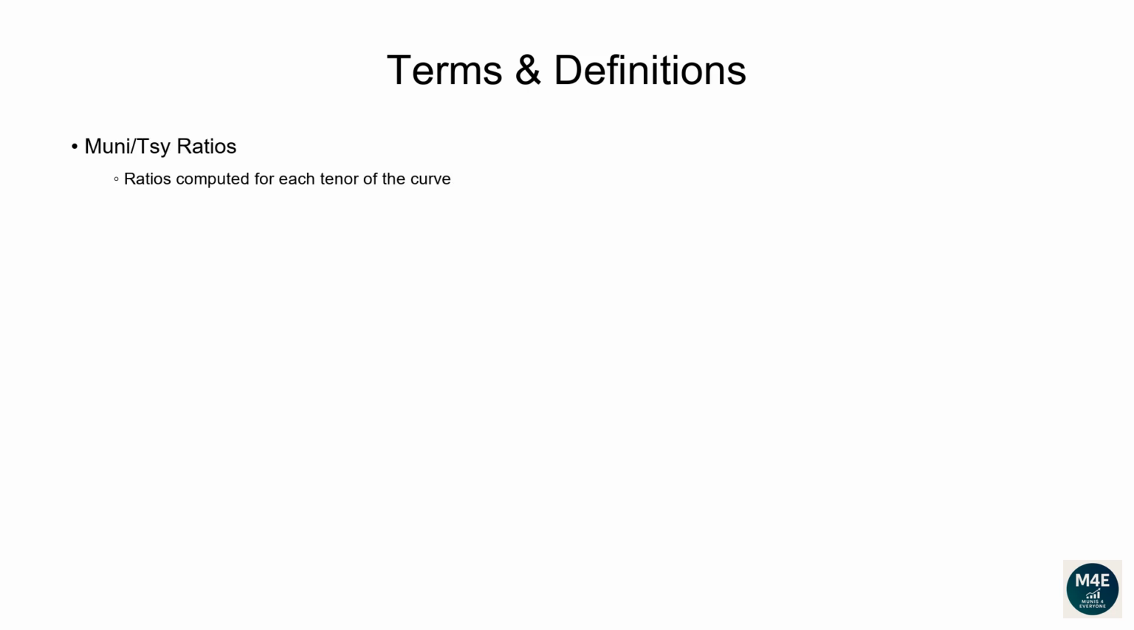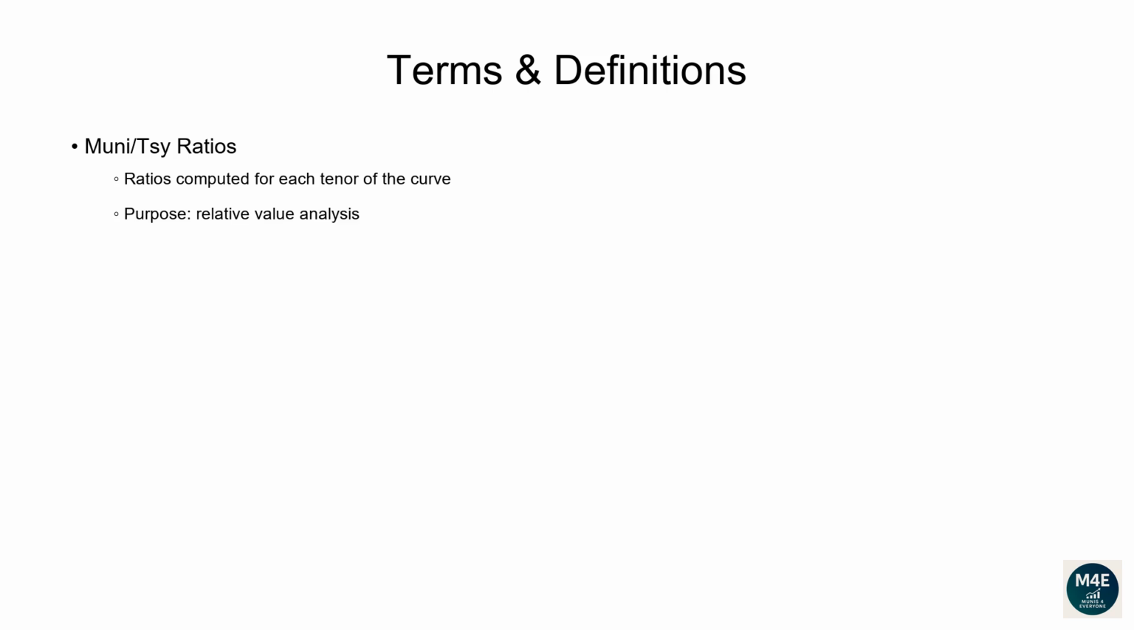What do we mean with muni-treasury ratios, and why are they important? First off, ratios are computed for each tenor of the curve. This means we compute the 1-year ratio by dividing the 1-year tax-exempt muni yield by the 1-year treasury yield. Same thing for the 2-year ratio, 5-year ratio, etc.